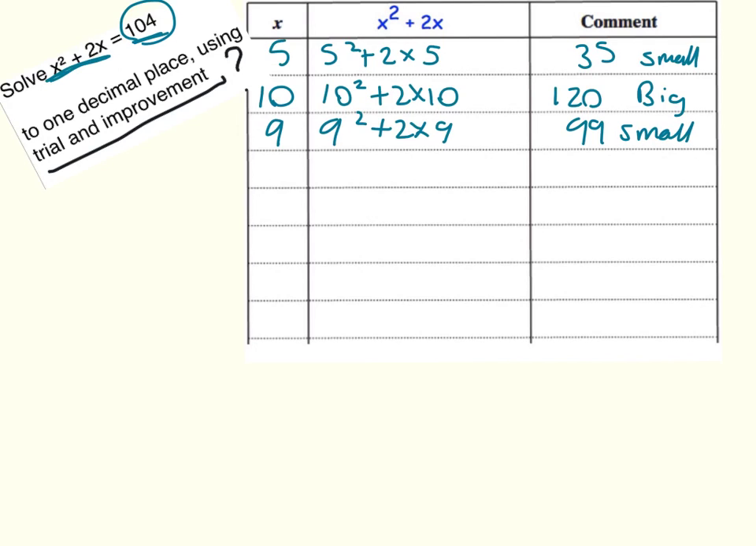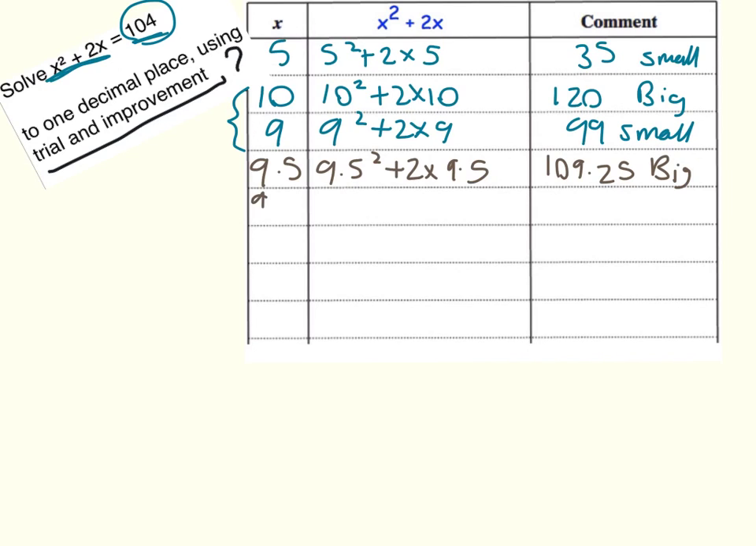And this is where it gets interesting. So I now know that my answer is somewhere between 10 and 9. So let's try 9.5 because it's halfway between them. So I'm going to do 9.5 squared plus 2 times 9.5. And that gives me 109.25, and that's too big because I'm trying to go for 104.